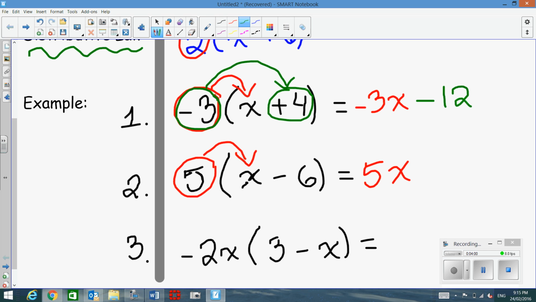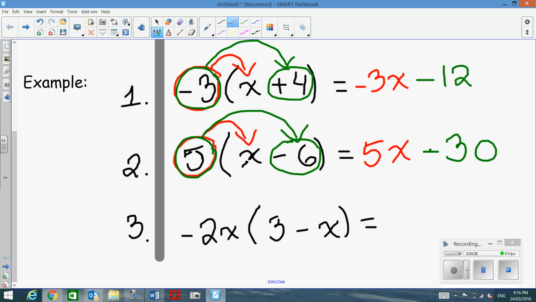Then I'm going to take the 5 and distribute it or multiply it to the negative 6. Again, I want to look at the 6 as negative. I want to include the sign in front of the 6. So positive 5 times negative 6 makes negative 30. Again, when I write it down as negative 30, it makes 5x minus 30.